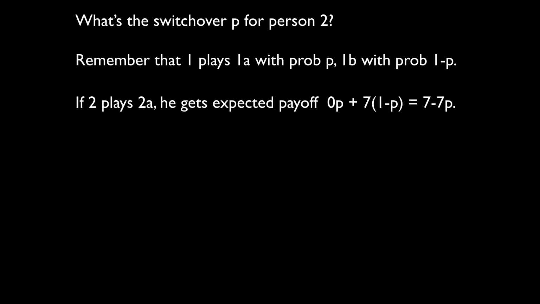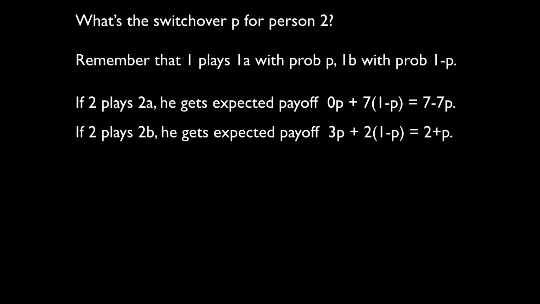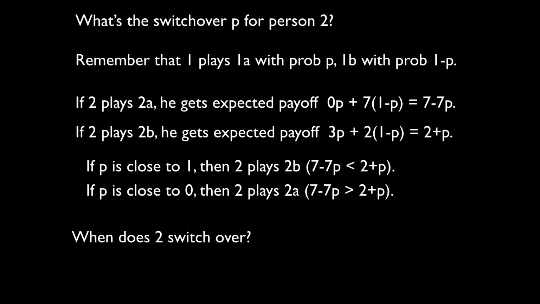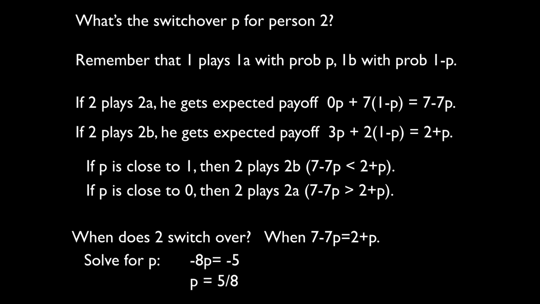If person 2 plays A, their expected utility is 7 minus 7P. By playing B, expected utility is 2 plus P. You set them equal. Okay, that's the equal thing. And you do the math thing. You get P equals 5/8. That means that the Nash equilibrium is 5/8 of P plus 3/8 of the other.